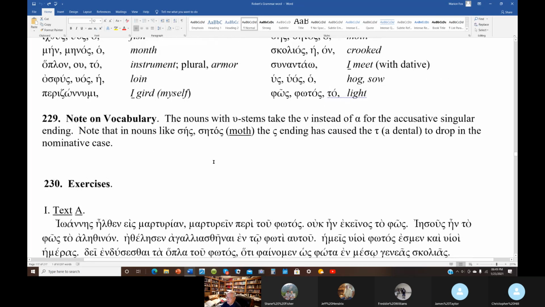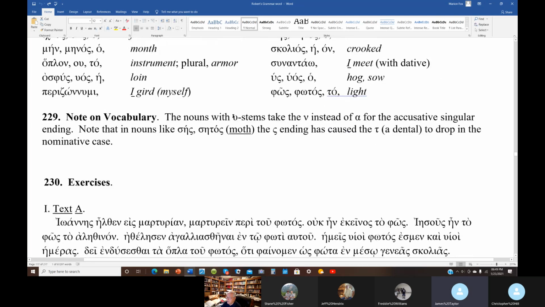All right. Nouns with the upsilon stems take the nu instead of an alpha for the accusative singular. So they take a nu instead of an alpha for the accusative singular endings. Nouns like sais and saitos, moth, the sigma endings have caused the ta, say, because right there is your stem. So what happened to the ta? And how do I know it's a stem?